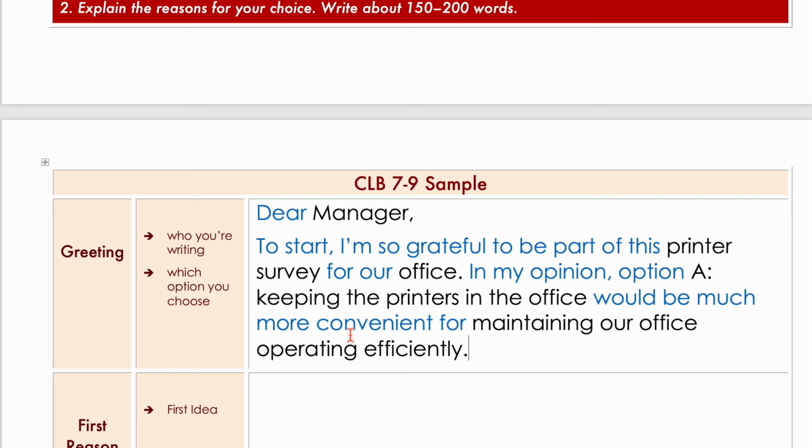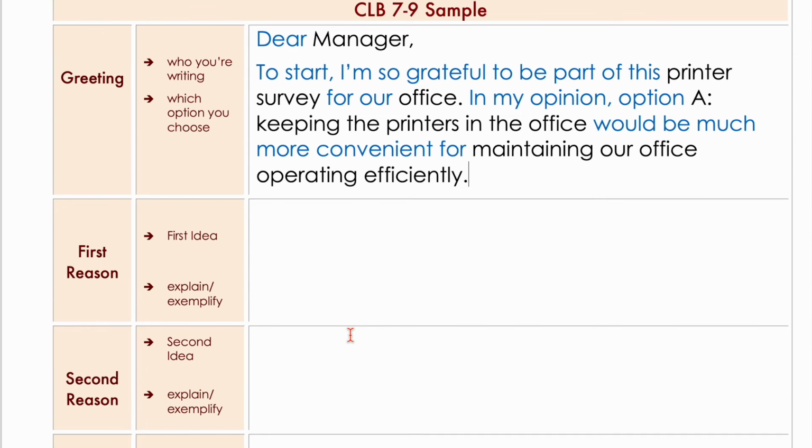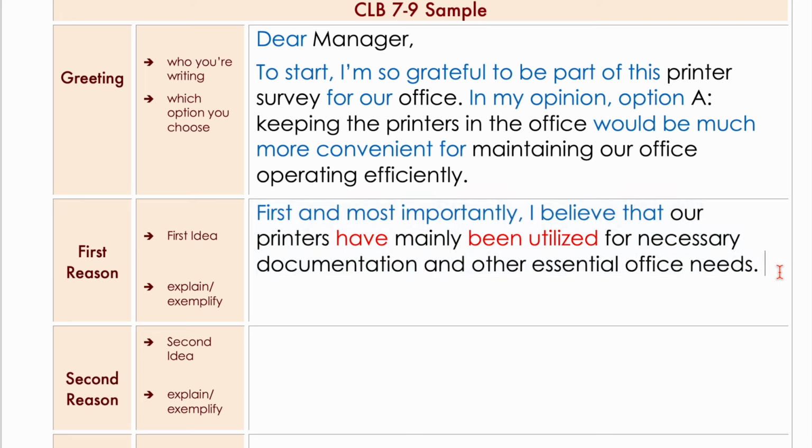So again, we just did our greeting. We stated who we're writing to, and we gave the option that we think is better for us. Okay. So now we're going to go to the first reason. The first reason or first idea. Let's see here. So, first and most importantly, I believe that our printers have mainly been utilized for necessary documentation and other essential office needs. Okay.